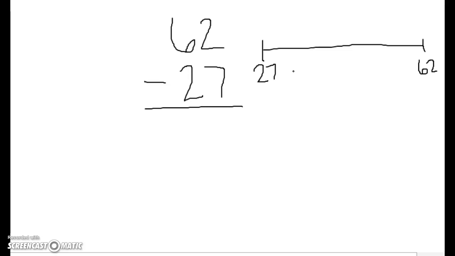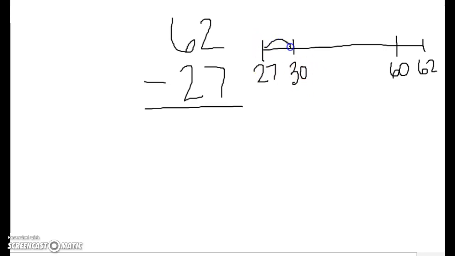So 10 is my best friend, because 10, I can do anything with 10. 10 is an easy number to add. It's an easy number to subtract. So let's get from 27 to the next closest 10. We're going to come up to 30. Okay, now from 62, let's go down to the next closest 10. Now we've got numbers that are really easy to work with.